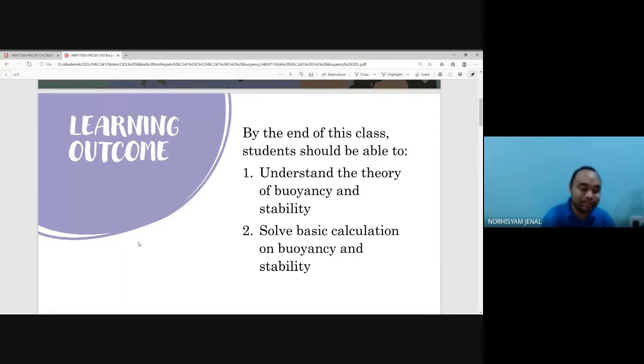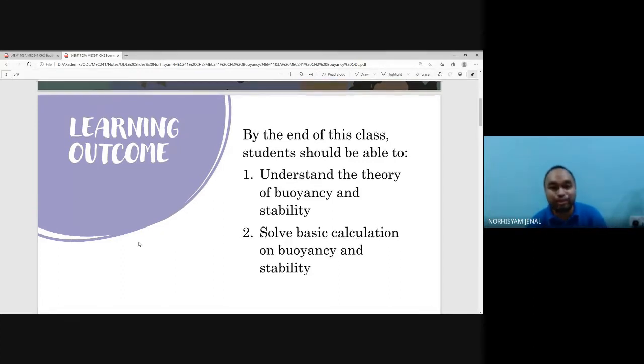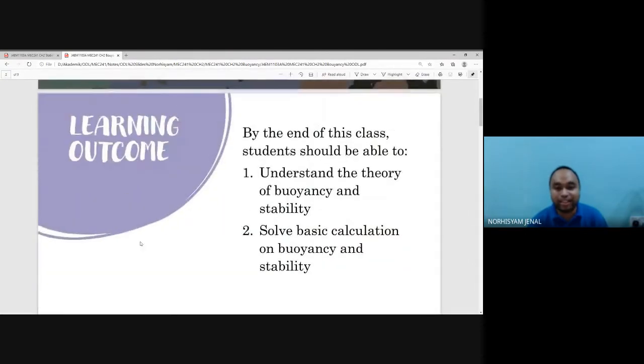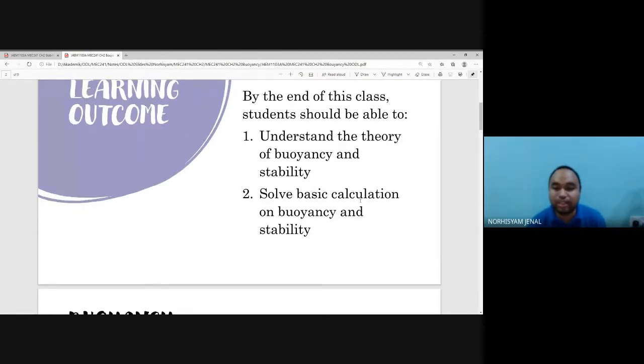Okay. So we are going to continue. Today we are going to go for fluid static buoyancy and the learning outcome, as I said just now, is to understand the theory of buoyancy, daya apung, and stability. This will be two different parts. Hopefully we can do both today. If not, as I said, we will continue in the next class. And second, to solve basic calculation on buoyancy and stability.